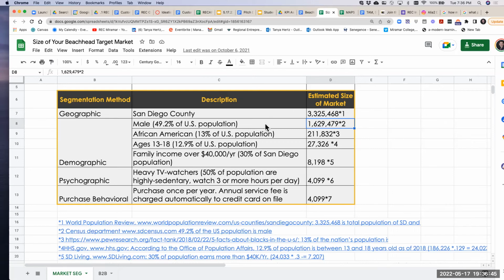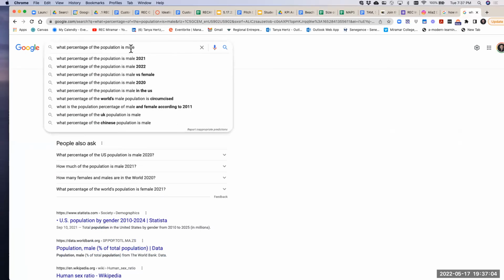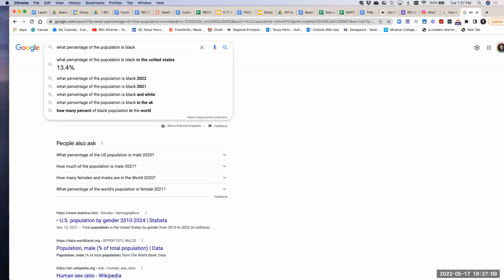So then you can further keep narrowing down that target market without having to do any primary research, because you're going to make assumptions about the specifics based on the general, right? So then, what percentage of the population is African-American or Black? Well, I looked it up and I typed it just like this: what percentage of the population is Black? Be that specific. That's a great way to ask.